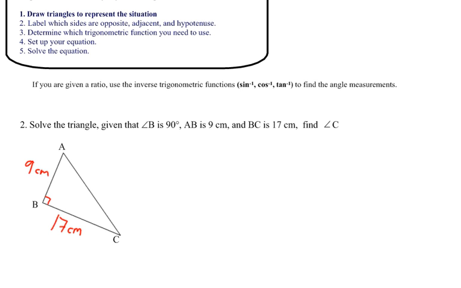Now, a little note, if they said solve the triangle and they didn't specifically tell you what to find, that means you have to find everything unknown, all unknown angles and sides. But this one's specifically saying find angle C. Okay, so we can do this. Where do we start?